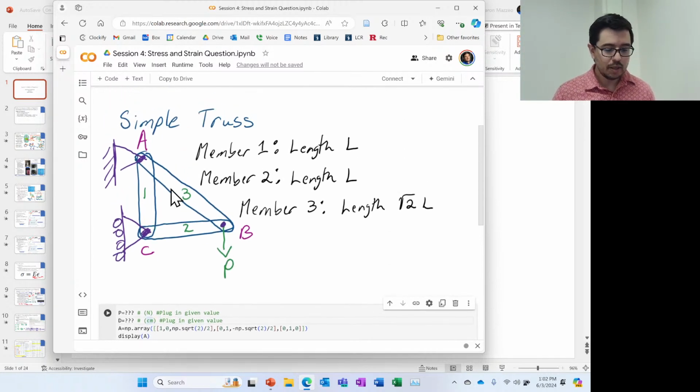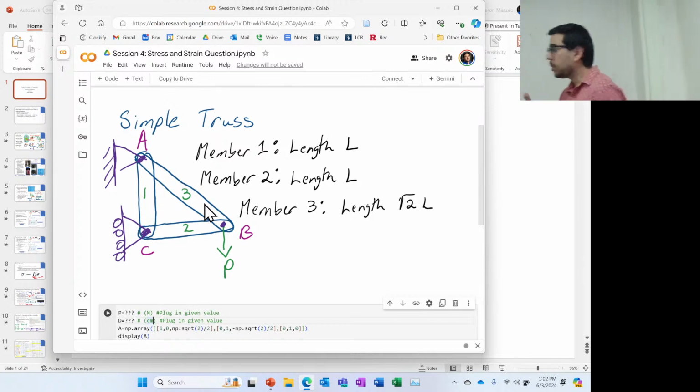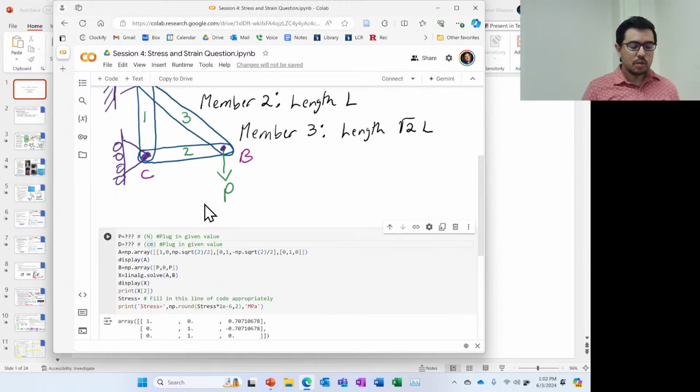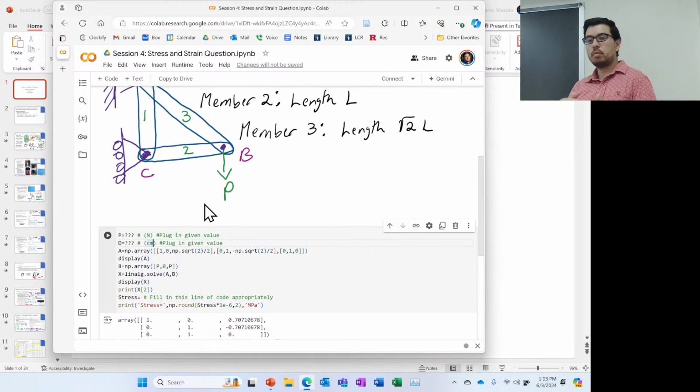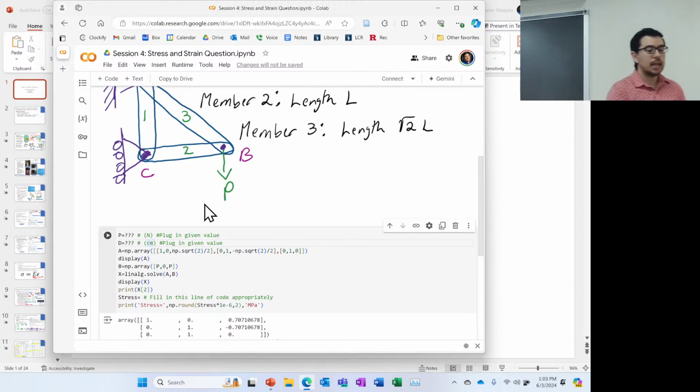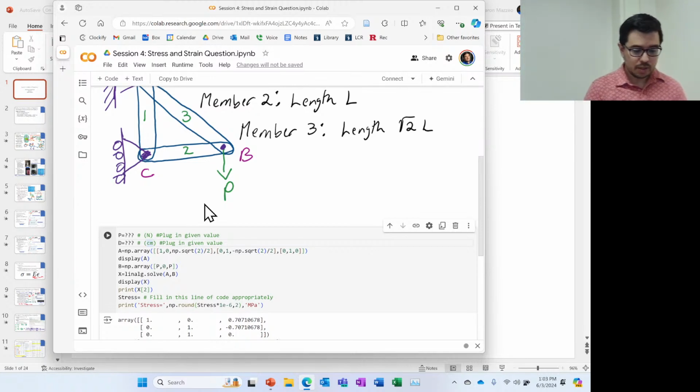And backing up for this, the goal here is to figure out what the stress in this third member is. So we need to figure out what the axial force in that member is. And we can do that by using the linear equations and the method of joints or the method of sections, and you can do that algebra, which is in the slides for session 3, I believe. Or you can use this code.